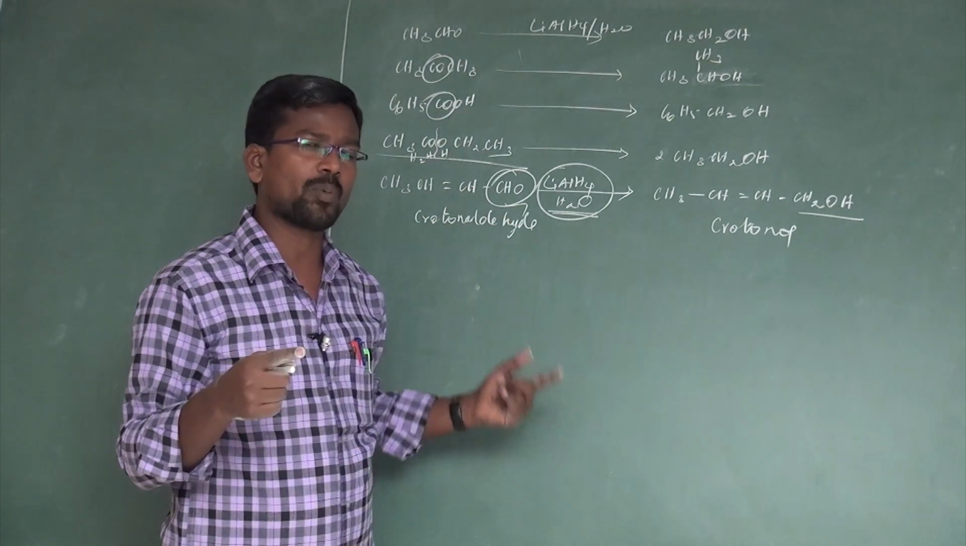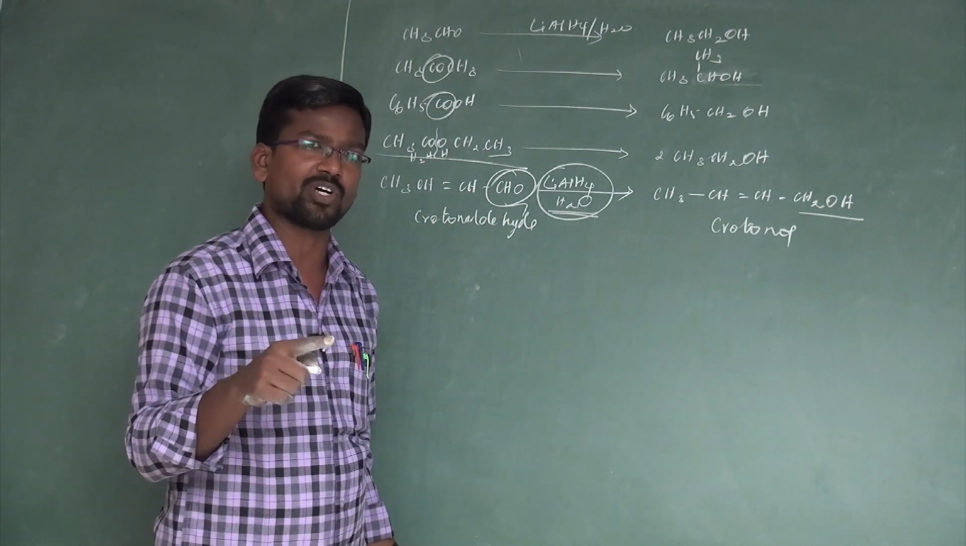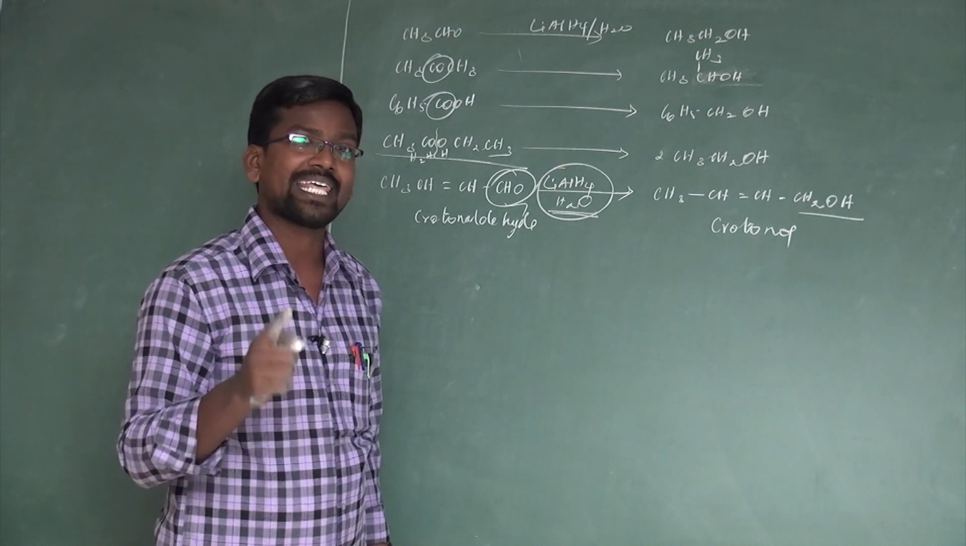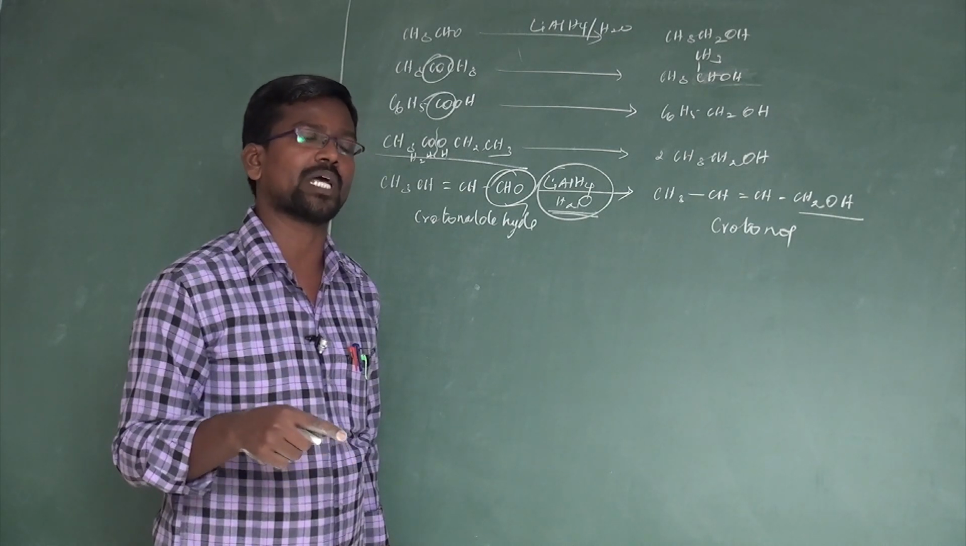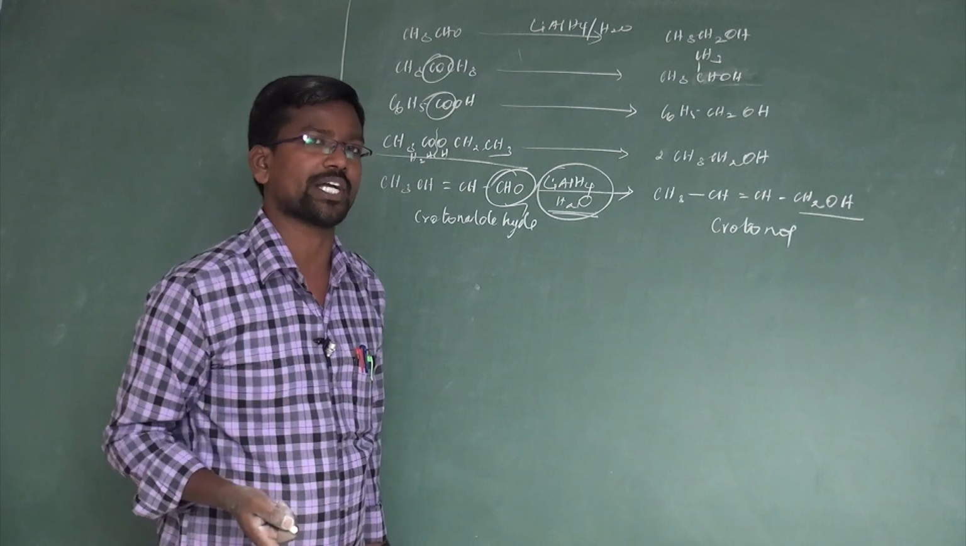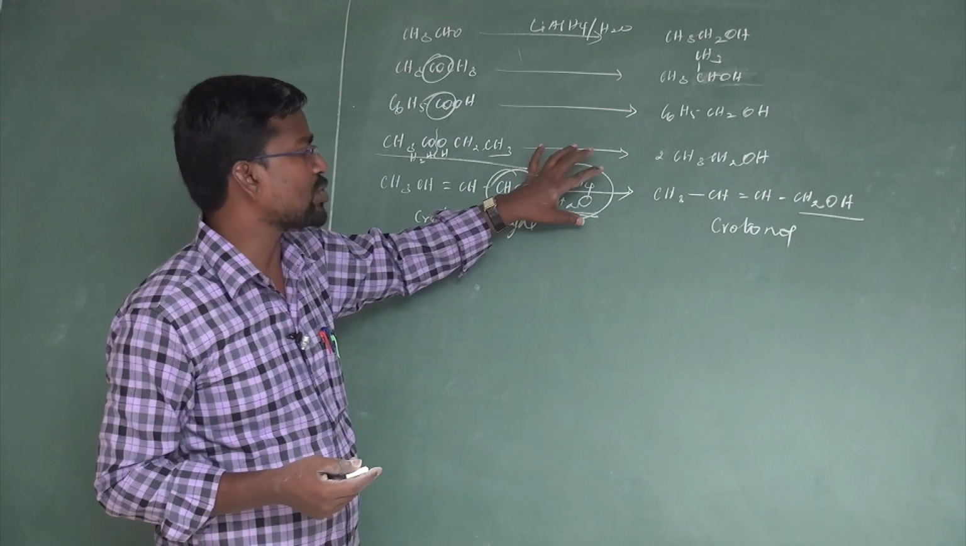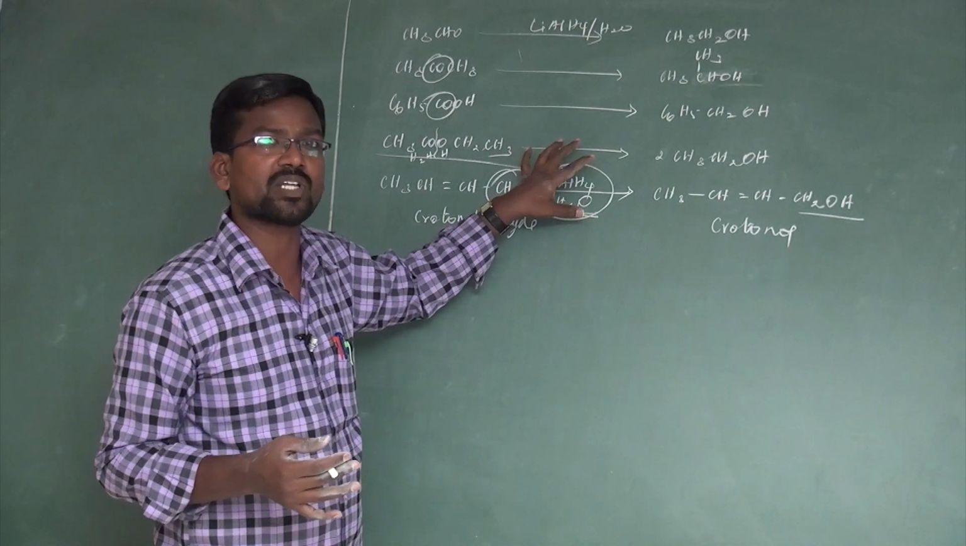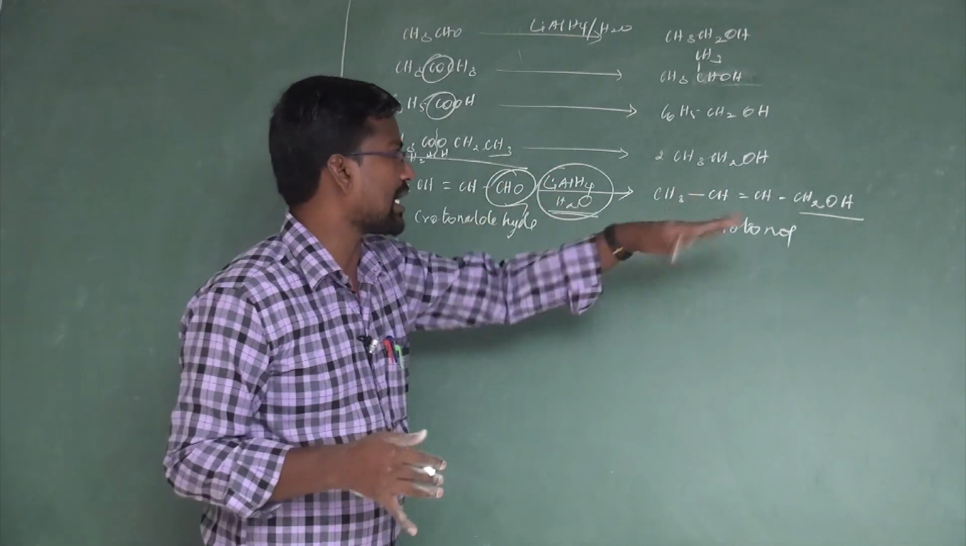The carbon-oxygen double bond of aldehyde and ketone can be converted into CHOH. Ester and carboxylic acid groups can be converted into CH2OH. It is a specific reagent. It is used for the preparation of unsaturated alcohol also.